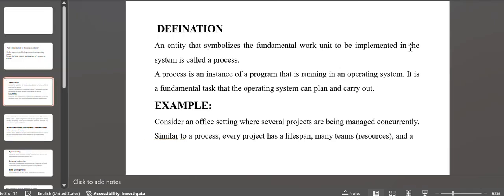An entity that symbolizes the fundamental work unit to be implemented in the system is called a process. A process is an instance of a program that is running in an operating system. It is a fundamental task that the operating system can plan and carry out.